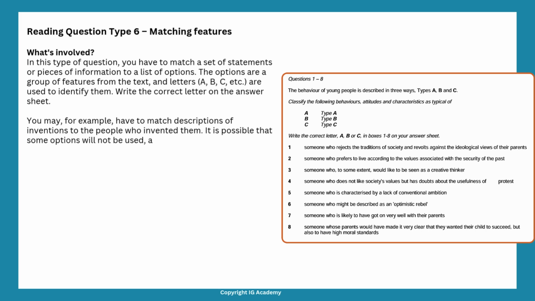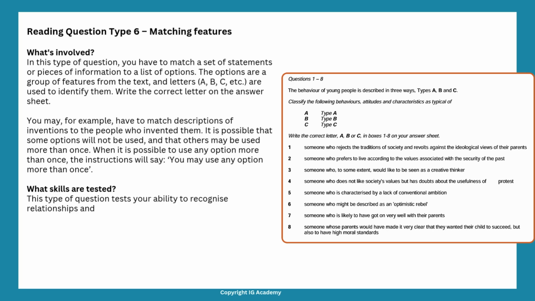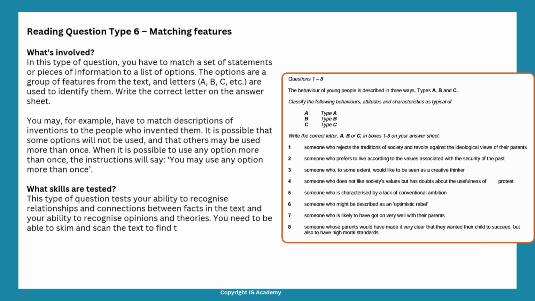It is possible that some options will not be used, and that others may be used more than once. When it is possible to use any option more than once, the instructions will say, you may use any option more than once. This type of question tests your ability to recognize relationships and connections between facts in the text and your ability to recognize opinions and theories. You need to be able to skim and scan the text to find the information quickly so that you can then read that part more carefully for detail. The number of questions is variable.